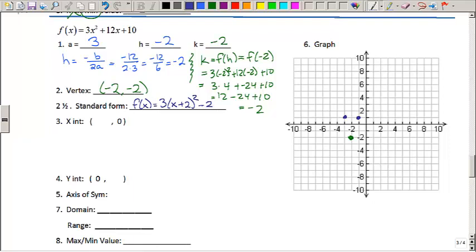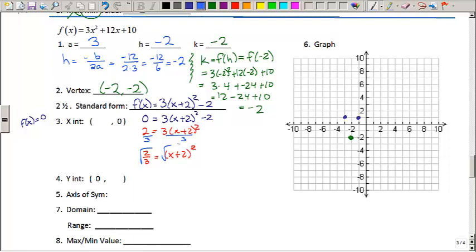This standard form is going to help me when I'm setting f of x equal to 0 or finding the x-intercepts, finding what x equals when y is equal to 0. It's easier to solve from standard form, so I'm going to use the standard form instead of the general form. Add 2 to both sides. Divide both sides by 3. So I'm getting 2/3 equals x plus 2 quantity squared.